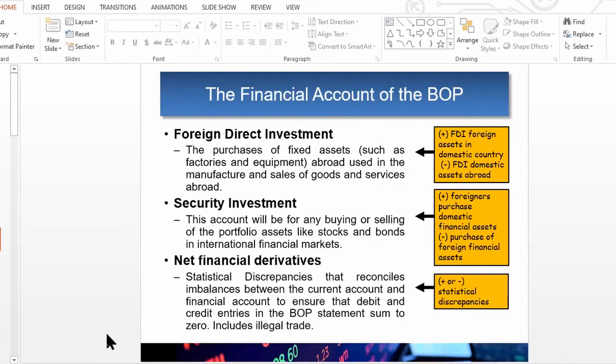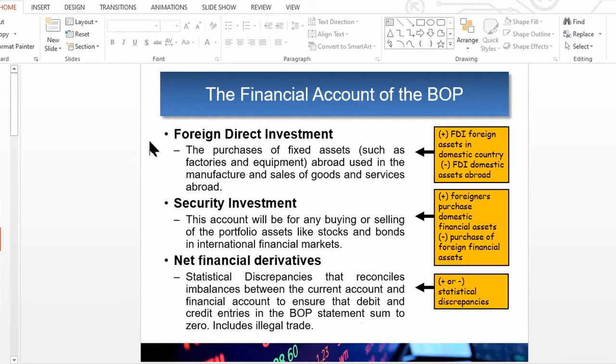Next, the financial account of the BOP. So the two items that are most important are foreign direct investment and security investment. Net financial derivatives and statistical discrepancies are just items that may cause differences so that the balance of payments cannot balance. Okay, in other lessons, you will probably notice that there is no net financial derivatives in other texts. Because in our textbook, net financial derivatives is included. That is why I am including it in our discussion. But in some texts, you will see that the financial account is composed of foreign direct investment and security investment only. So again, as I said, there is a slight deviation or difference from what we are learning here.